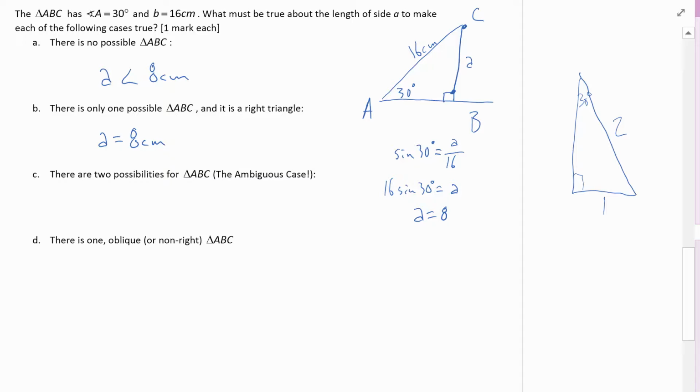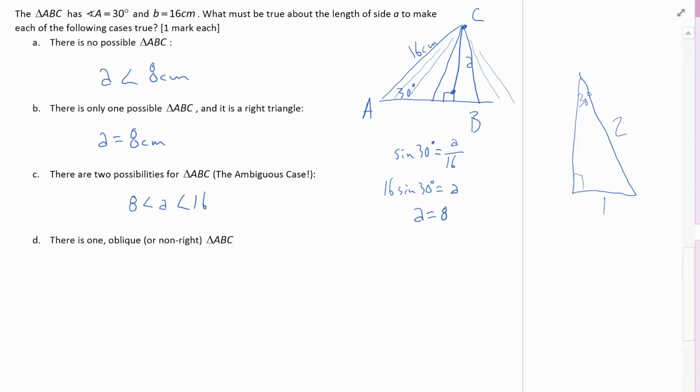Next part, there are two possibilities for triangle ABC. The ambiguous case. This situation will be where A is slightly longer than that length of 8. So 8 is less than side length A. But we want to keep increasing A. We can make it longer and longer and longer, but the maximum length it could be would be up to a length of 16, but not equal to 16. Once it gets up to 16, then there is only one possible triangle.